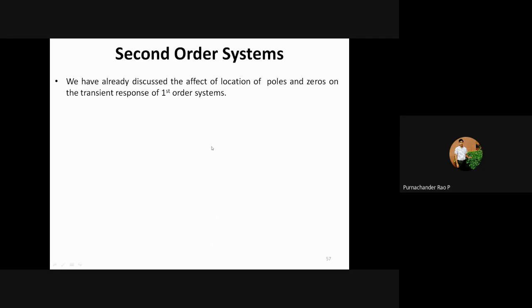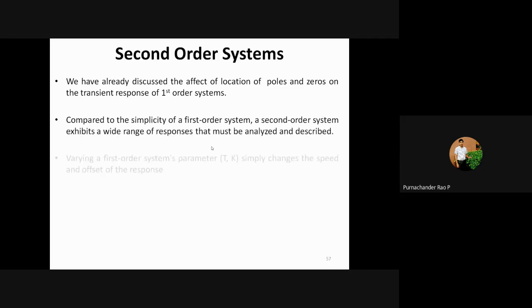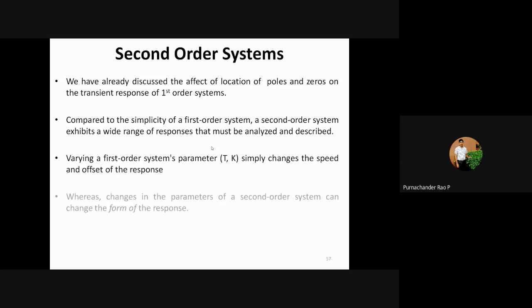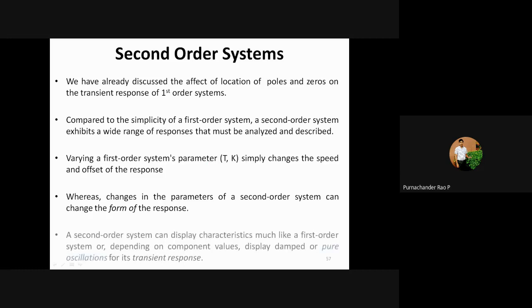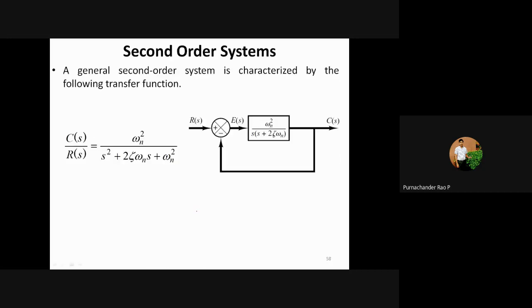So then the second order system. For the second order system, the poles and zeros represent the transient response of the system, as for the first order, where the system parameters are t and k. And I will directly go to the transfer function here. So this is the standard form of a second order system.